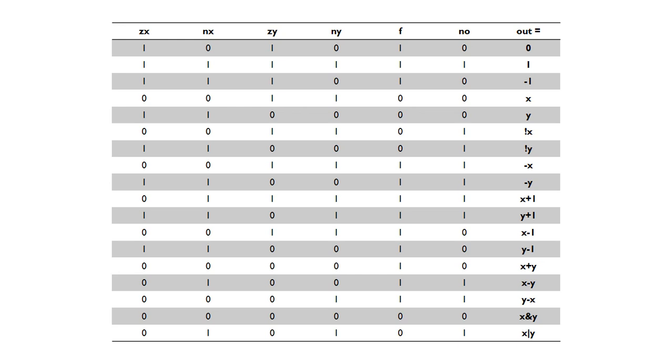We can do X and Y. Normally, as we've seen before, we use the ampersand symbol here. That's the equivalent of X dot Y, so that's logical AND. This pipe symbol here is for OR, so that's X or Y.